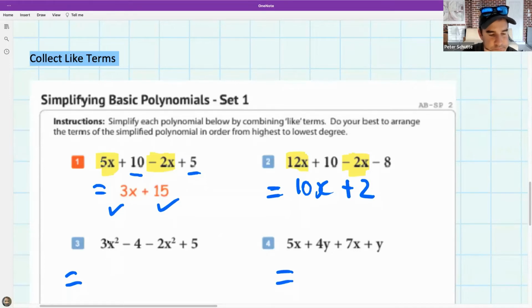So 3x squared minus 2x squared is going to give you x squared. So x squared or 1x squared. Perfect. And then negative 4 plus 5 will give you negative 1. Will it give you negative 1? Let's have a quick check.